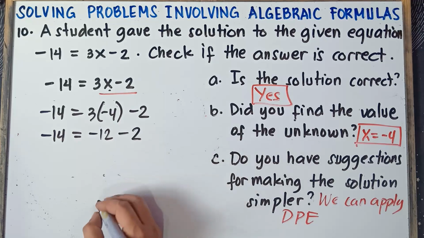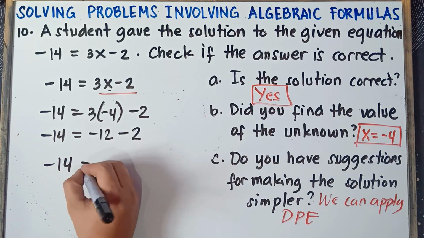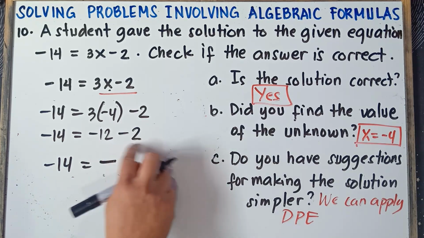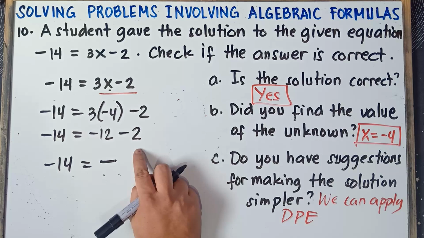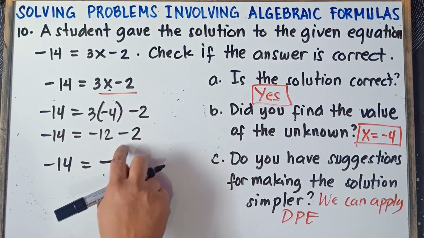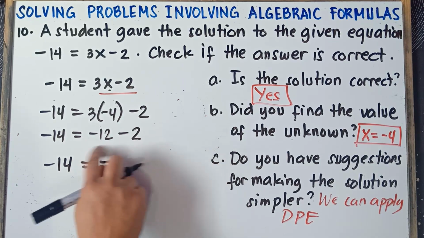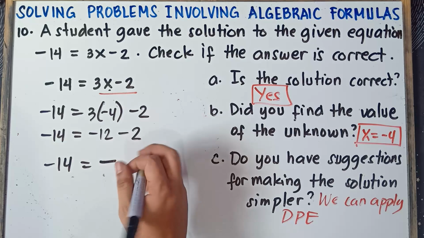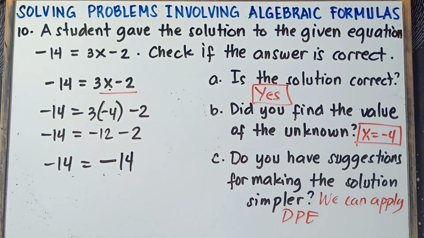Simply copy negative 2. So this will be negative 14 equals, if you both have negative, simply copy negative sign and then simply add the numbers. Do not be confused with this one, class. You think of this one as negative 2, negative 12, both negative, simply copy negative sign and then simply add the numbers. 12 plus 2, that would be 14. That's correct. This is true. So therefore, class, our answer is correct.